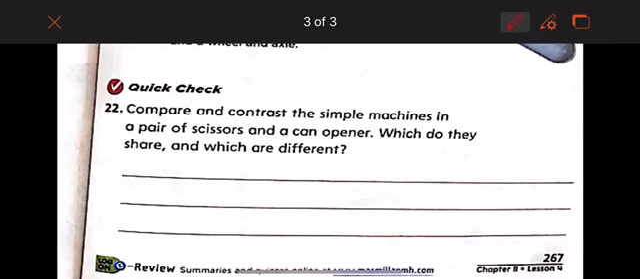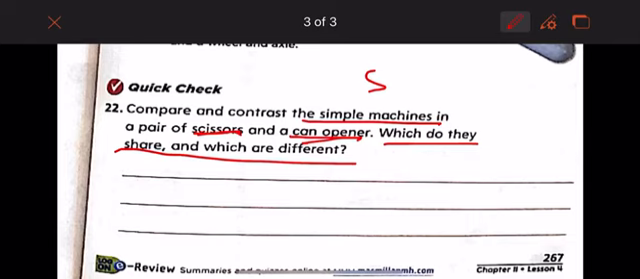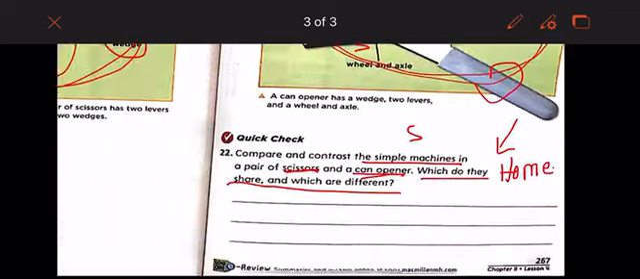Here, compare and contrast the simple machines in a pair of scissors and a can opener. You will compare and contrast only the simple machines in scissors and a can opener. Which do they share and which are different? Please do this at home and send me the answer. And this is the end of our lesson.